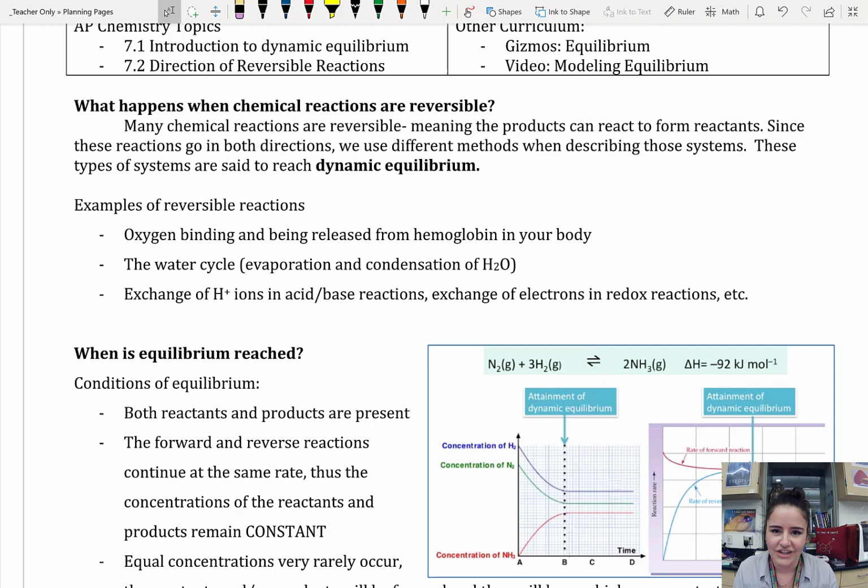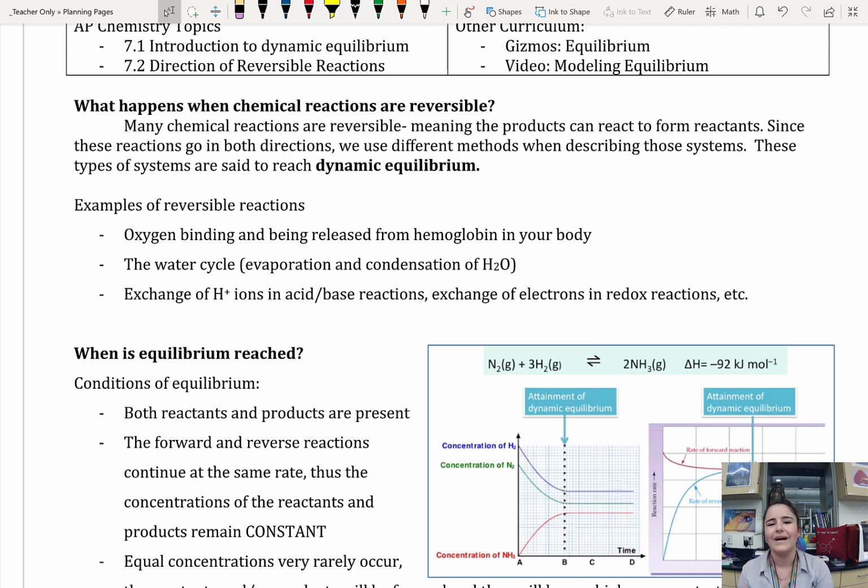Go ahead, just take a nice big breath for me. Did you feel that oxygen being absorbed into your blood? And it travels to your cells and then that oxygen is then released? That's a reversible reaction. Oxygen binding and being released from the hemoglobin molecules in your red blood cells. You can think about the water cycle, how the water evaporates and then it turns into clouds and then condenses and falls as precipitation. You can think of the exchange of hydrogen ions in acid-base reactions or electrons in redox reactions. Okay, they go in both directions. All examples of reversible reactions where we need descriptions of equilibrium in order to describe them.